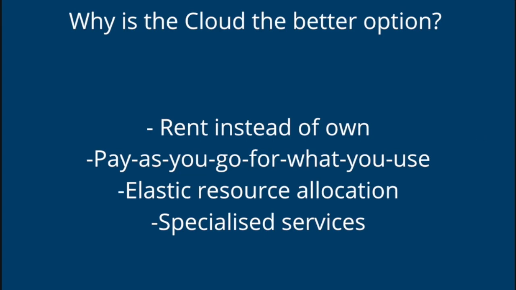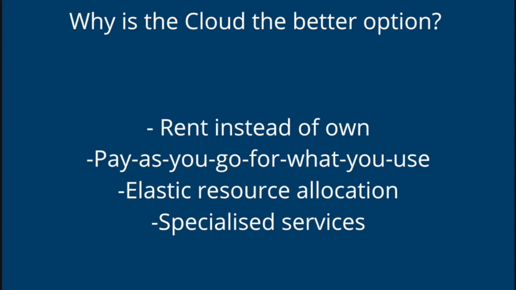Rent instead of own. We've just discussed that instead of owning your land and owning the machines and having to maintain them, etc., you'll just rent them off Google and they will do everything for you. We have pay as you go for what you use, which is exactly as it sounds. If you don't need 5 machines and you only need 3, you only need to pay for 3. If you owned a data center, you'd have to pay for all 5 and maintain all 5 just in case you needed all 5 when you have peak demand. On Google Cloud, if you have peak demand, you just up that number to 5 as you need to.